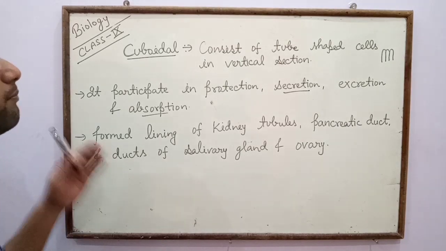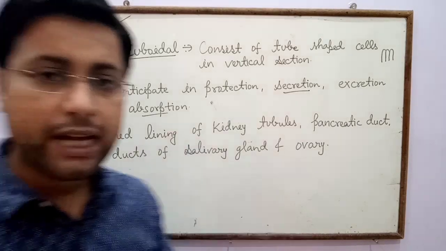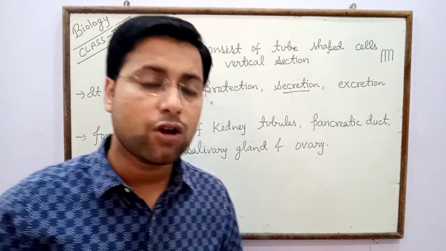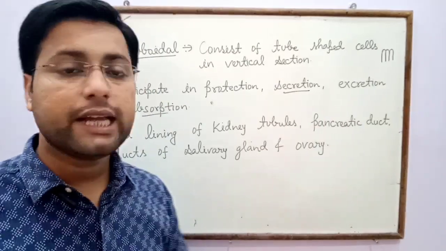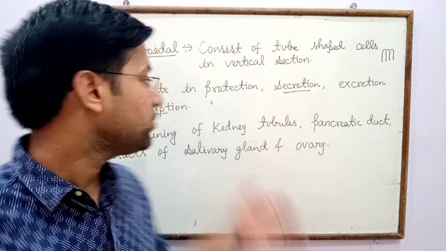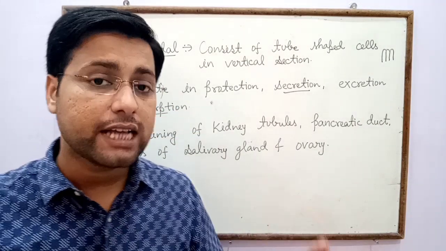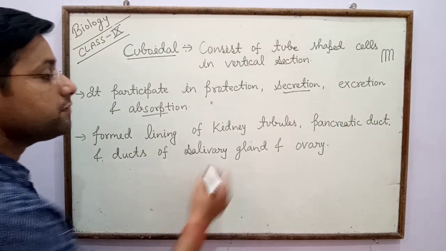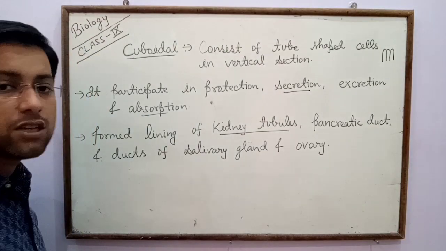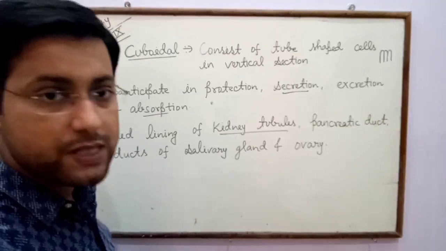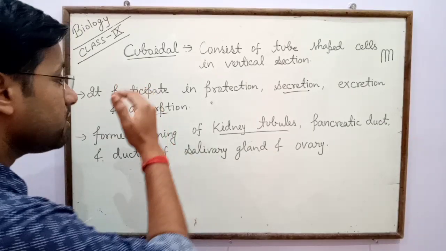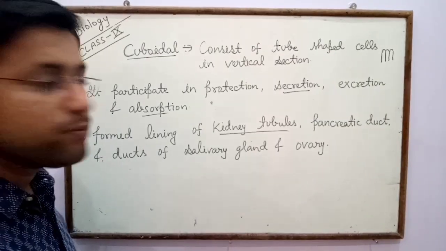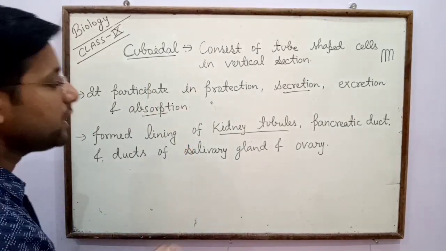The cuboidal epithelium participates in the protection of organs, especially in the secretion of different types of fluids, in the excretion of excretory products, as well as in absorption. It forms the lining of kidney tubules. In the kidney, there are many tubules, and the lining of the kidney tubules is formed by cuboidal epithelium.